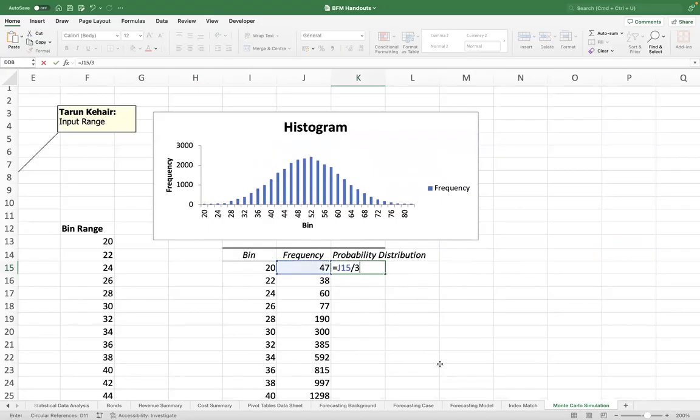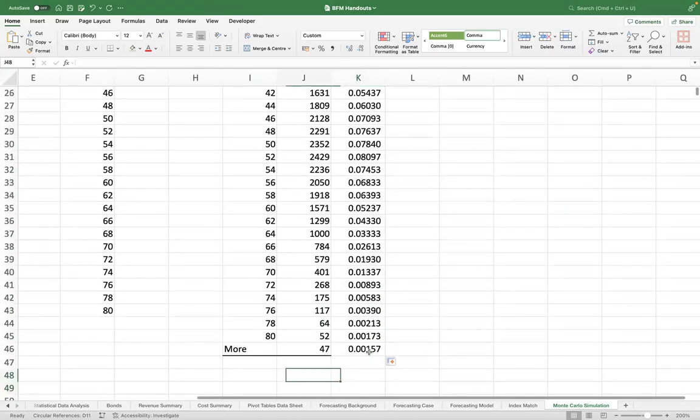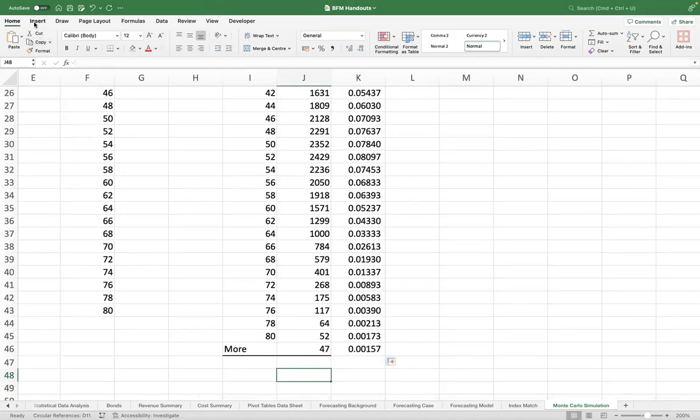Every frequency divided by 30,000 because there are 30,000 iterations. So every frequency divided by total number of events, which is 30,000, will give you my probability. And इसको double click करो. How do I know that this is right? Is there a way to check it?